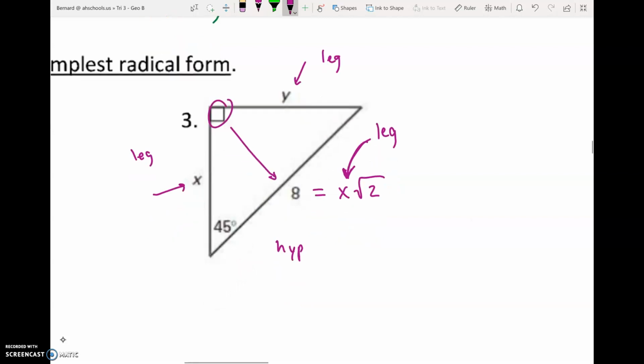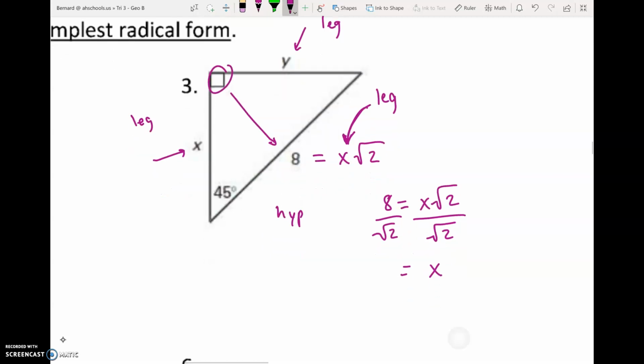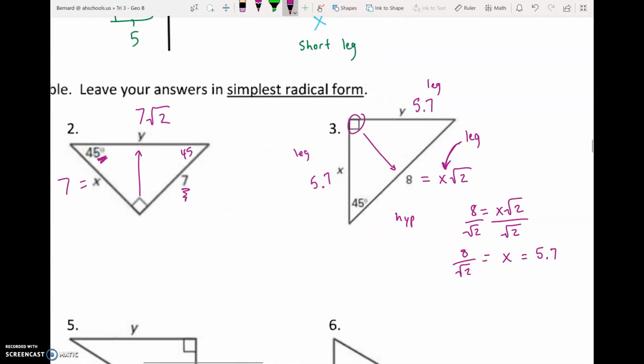And so really it's a one-step algebra equation here. We have 8 equals x times the square root of 2, and we want x by itself, so we're going to divide by the square root of 2. And so x will literally equal whatever 8 divided by the square root of 2 is. Type that into your calculator, and you should see 5.7. So what that's going to tell us is x and y both are going to be 5.7 in this problem. This one just required us to work backwards. Instead of attaching the square root of 2 to a leg, we had to divide by it because we were trying to figure out what that leg was.